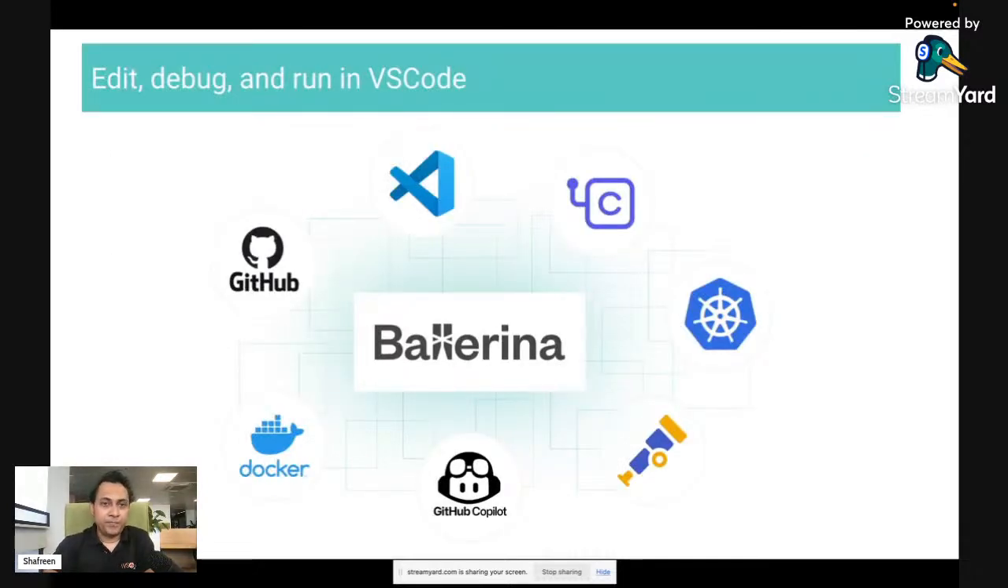All right, so when it comes to writing the code using the Ballerina programming language, you'll be using VS Code. There's a plugin for VS Code that you can use. And for version control, you can use anything you want, but a popular choice is GitHub. Just like any other code, you can manage Ballerina code in GitHub as well.